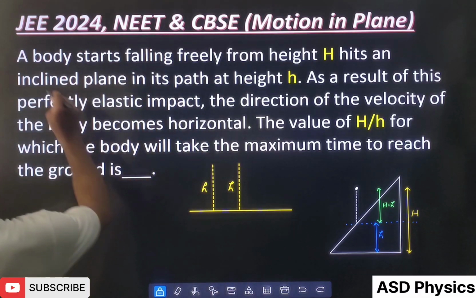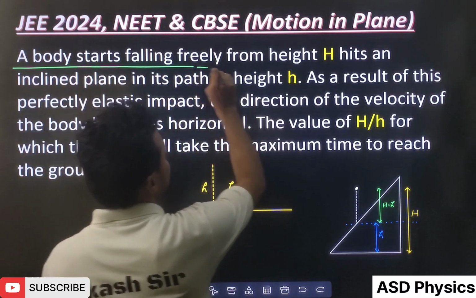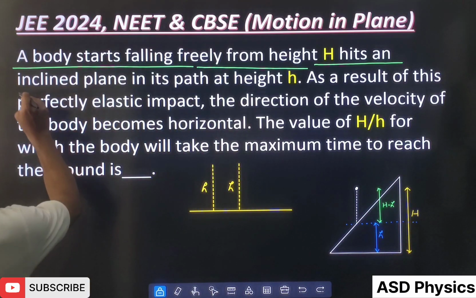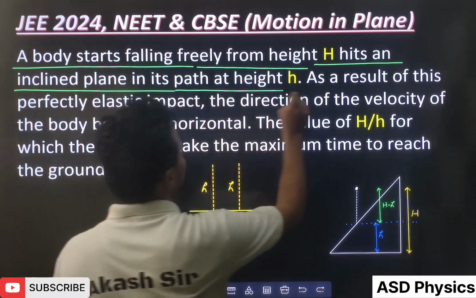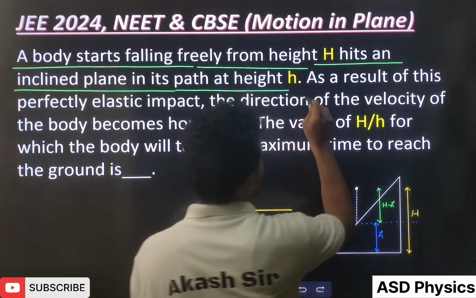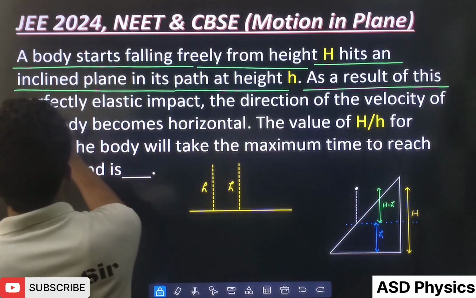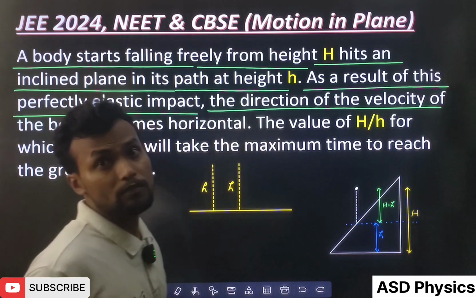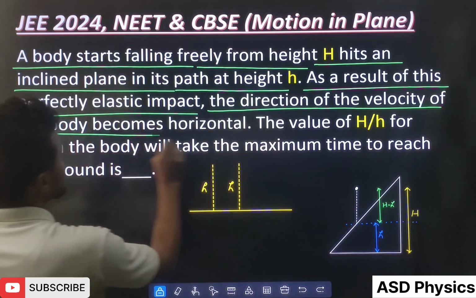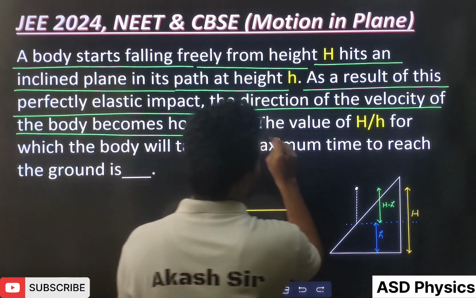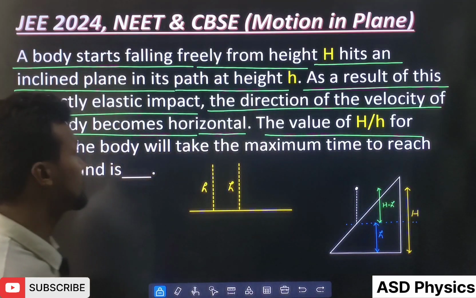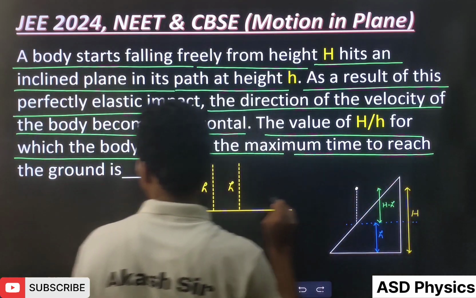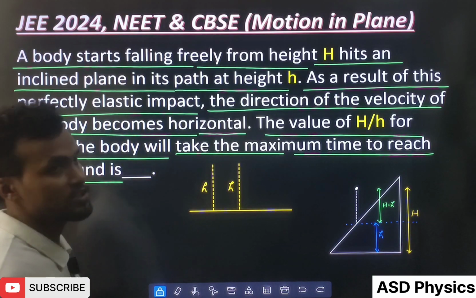Okay, so see, the question is: a body starts falling freely from height capital H and hits an inclined plane in its path at height small h. As a result of this perfectly elastic impact, the direction of the velocity of the body becomes horizontal. The value of capital H by h, for which the body will take the maximum time to reach the ground, is how much here?